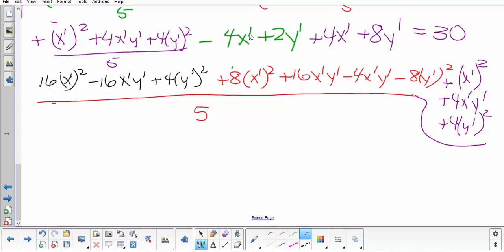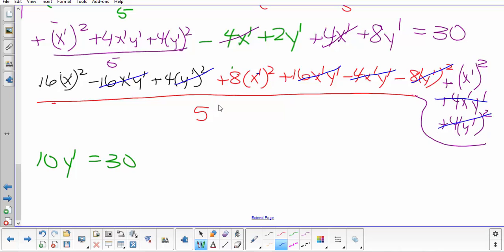Now looking here, I have a negative 4x prime and a positive 4x prime, so they cancel, which leaves me with 10y prime equals 30. Okay, so now it's time to combine like terms here. So I have negative 16x prime y prime and a positive 16x prime y prime, they cancel. Then I have a negative 4x prime y prime and a positive 4x prime y prime. Negative 8y prime squared is going to cancel with the positive 4 and the positive 4 here.